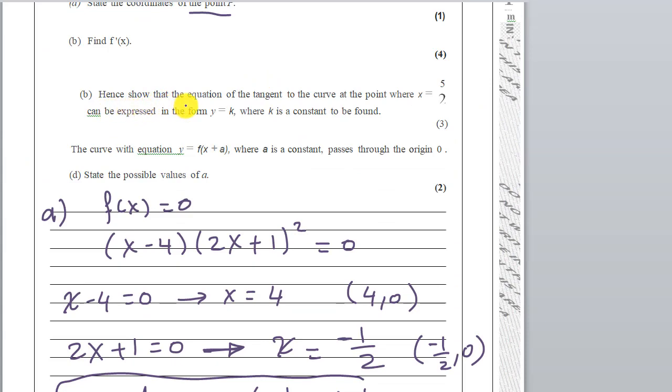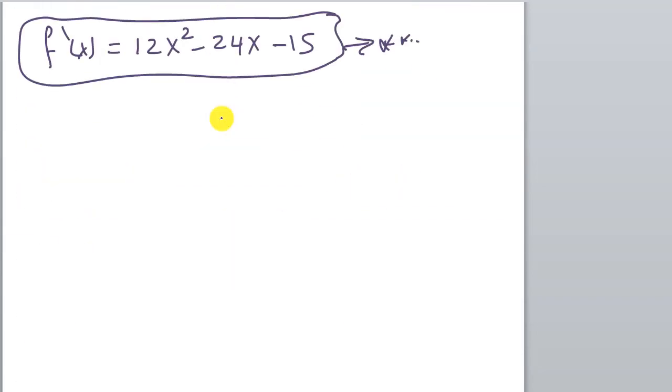and show that the equation of the tangent to the curve at the point x equal to 5 over 2 can be expressed in the form y equal to k, where k is a constant to be found. So now we need the equation. So this is part C. So we have f dash of x, which is equal to dy by dx, which is equal to m, the slope of the tangent.